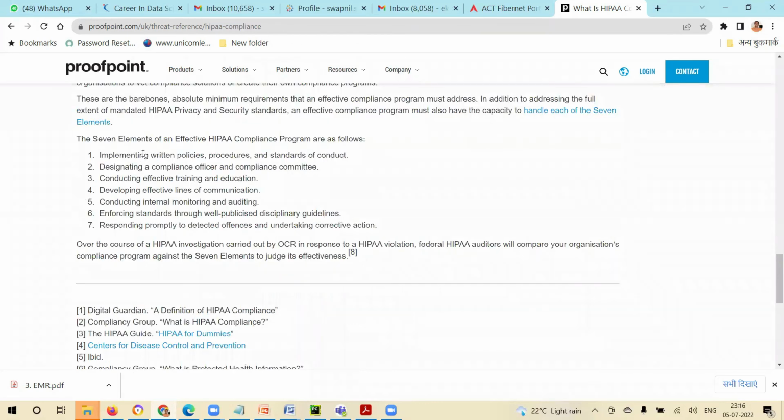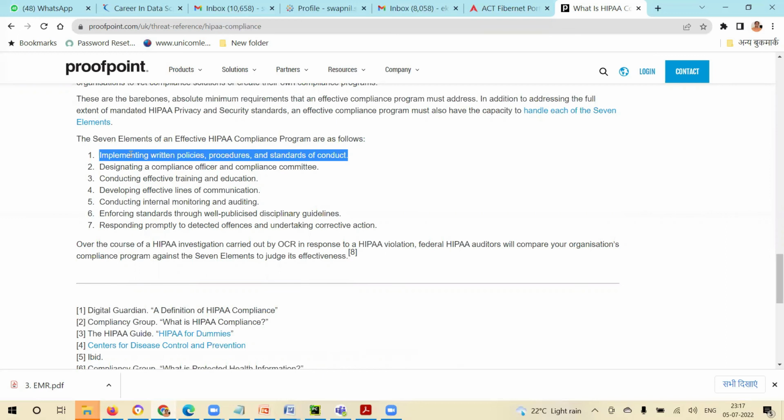So there are 7 elements of HIPAA. Implementing written policies, procedures, and standards of conduct. Designating a compliance officer and compliance committee. Every company working in healthcare should have a compliance officer and a team that will work for compliance. Conducting effective training and education so that everybody is aware. Developing effective lines of communication, conducting internal monitoring and auditing, enforcing standards through well-publicized disciplinary guidelines.